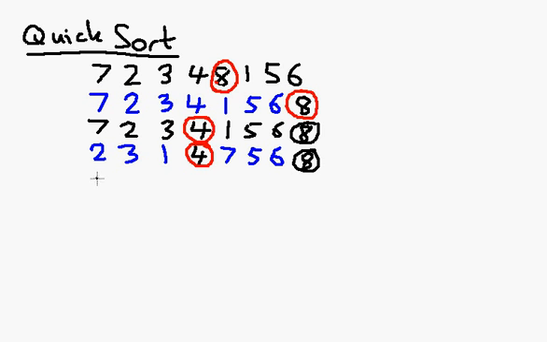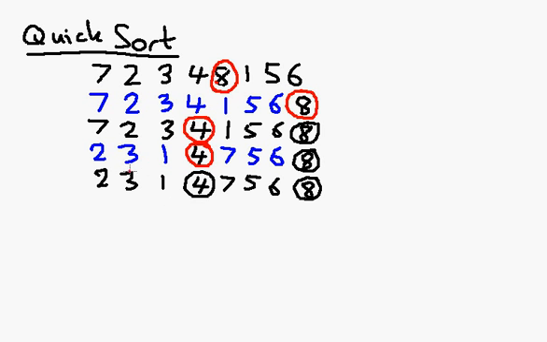Now I'm going to rewrite my list. So we've got 2, 3, 1. 4 has now been used, so we can't choose that again. And 8. Okay, so now we need to pick new pivots.